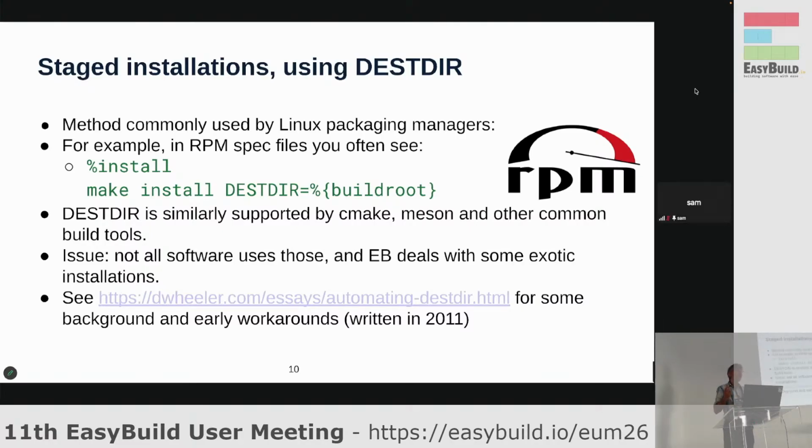But we are dealing with exotic scientific packages that may not understand DESTDIR. So it's not a catch-all. We don't have nicely written packages that are already in Linux distributions, so they don't typically always support DESTDIR. I put in a link to an essay from 2011 about automating DESTDIR. There are a lot of details about how this works and what kind of workarounds I had back then, but it was all suboptimal.